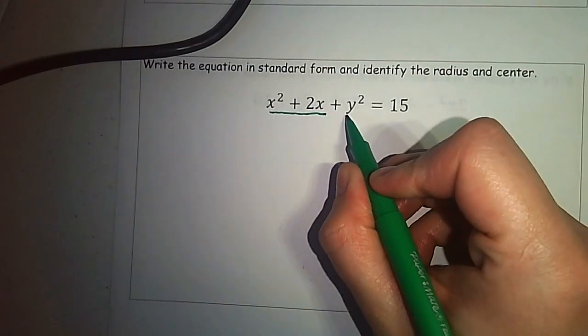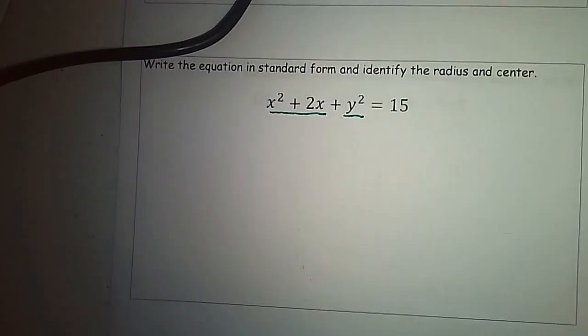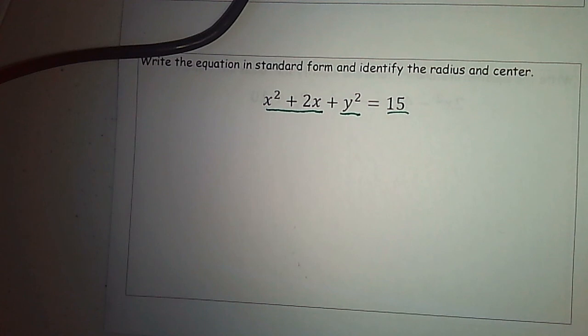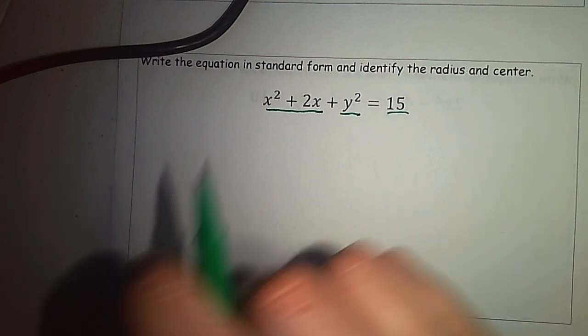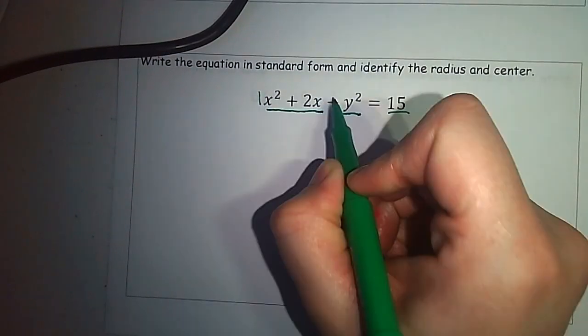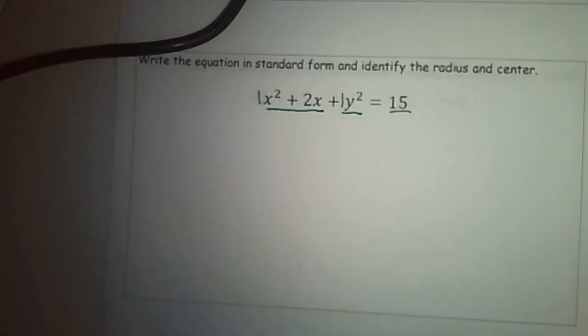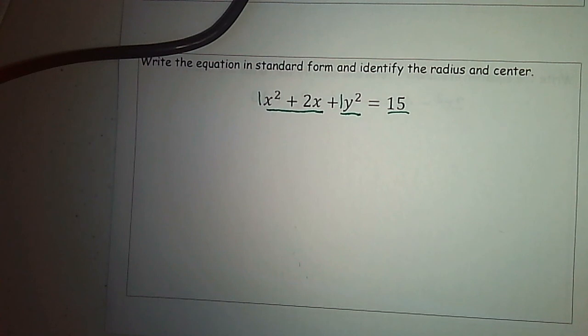Our y's are together. In this case, we don't have a linear term for the y's. And we want to make sure that the constant is on the other side, just like what we did when we were completing the square. So x's together, y's together, and constant on the other side. The other thing you want to make sure of is that the leading coefficients for your x squared and your y squared, that quadratic term, are also 1. We'll see in the next example what we're going to do when that is not a 1.